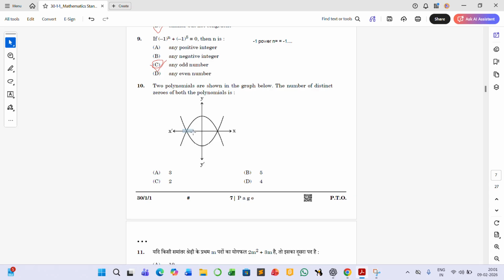If you see, this zero is common. This zero is also common. But these are not zeros, because if it is cutting the y-axis, then it is not a zero, right? So this and this. If you talk about distinct, what do you think the answer will be? It will be 2, because this is a zero and this is a zero. There are two zeros.